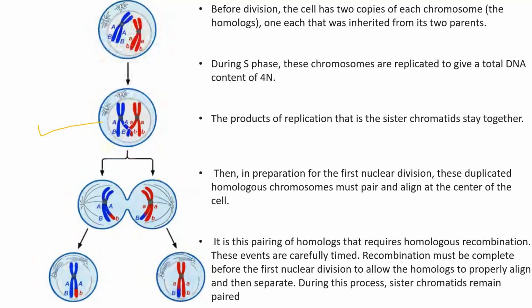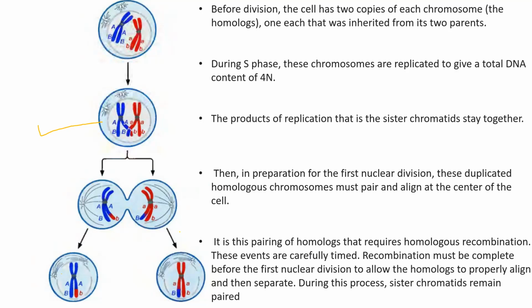So what we have seen in the double strand break repair pathway, that these chromosomes, when they align and since they're homologous, double strand break takes place in one of them, the other remaining intact. Then the processing takes place to generate those single stranded tails, and then the strand invasion, Holliday junctions, branch migration, and finally resolution. So this crossing over takes place, and recombination must be complete before the first nuclear division to allow the homologs to properly align and then separate. And these events are carefully timed.